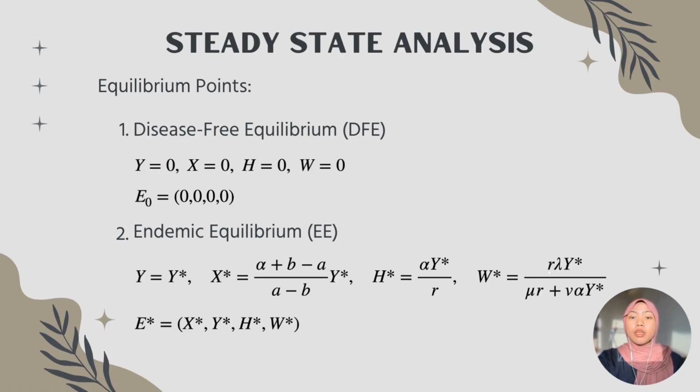Second one is endemic equilibrium, where we assume Y equal to Y star and eventually we get X star, H star and also W star. Here, these variables are non-zero equilibrium values. So basically, these represent the coexistence of susceptible hosts, infected hosts and also the free-living infective stages. Therefore, the disease remains present in the population at a constant level over time.